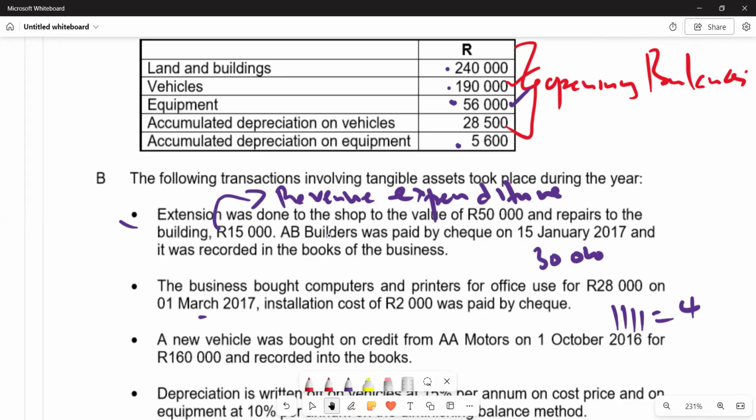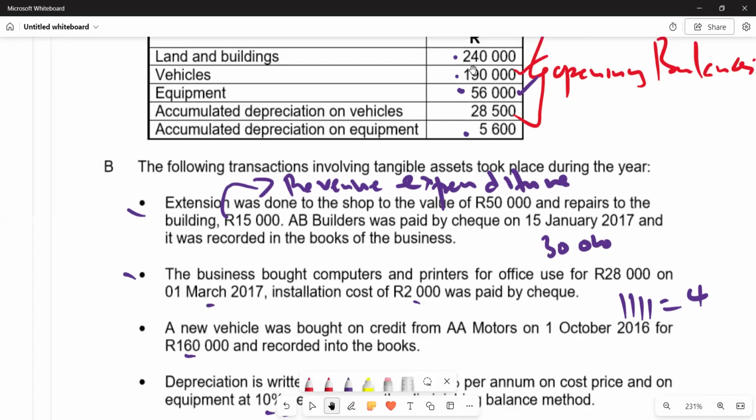Then the same thing that we did when we are treating our equipment, we added the 2,000 because 2,000 is a capital expenditure. We have to add it to increase the value. So here the capital expenditure is 50,000, so we are going to add 50,000. That's the addition that we have. Then for equipment, we've got 10,000, which is 20,000 plus 2,000. 10,000 is addition. Vehicles, we've got 160,000 is addition. So those are the additions that we have. So we can go there and put those additions.